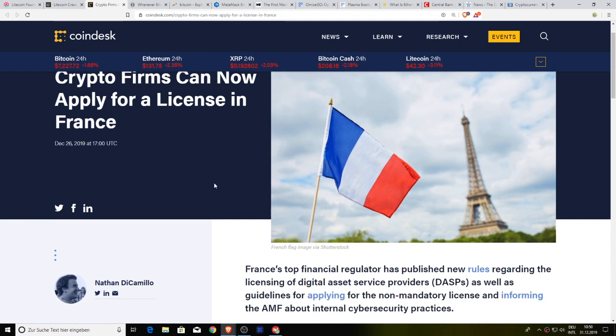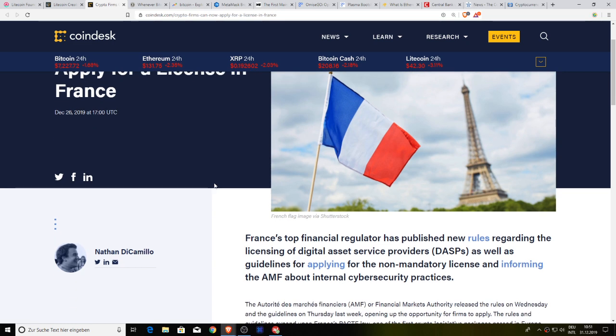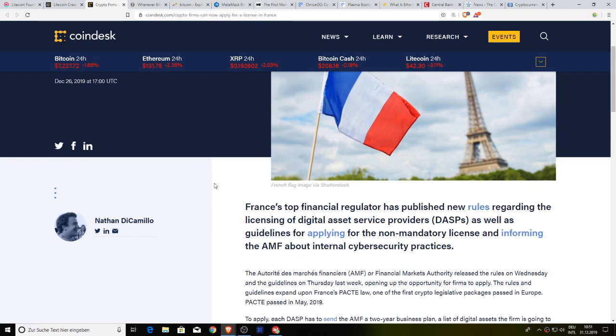Next up, France's top financial regulator has published new rules regarding the licensing of digital asset service providers, or DASPs, as well as guidelines for applying for the non-mandatory license and informing the AMF about internal cybersecurity practices. The Financial Market Authority released the rules on Wednesday and the guidelines on Thursday of last week, opening up the opportunity for firms to apply.